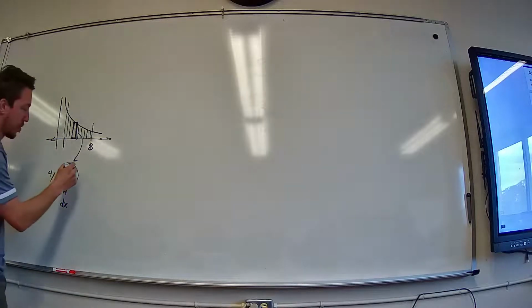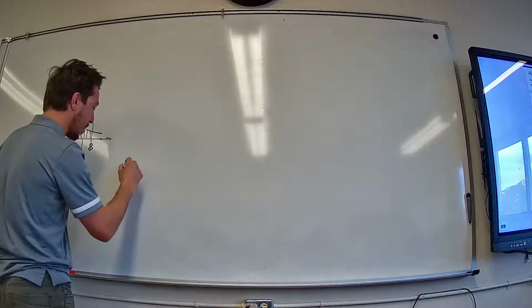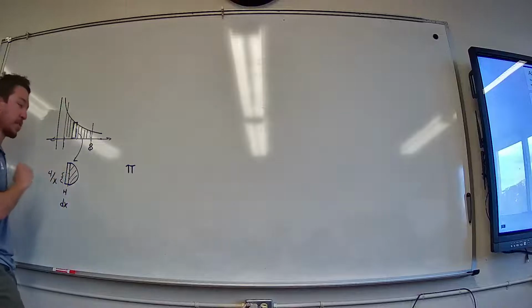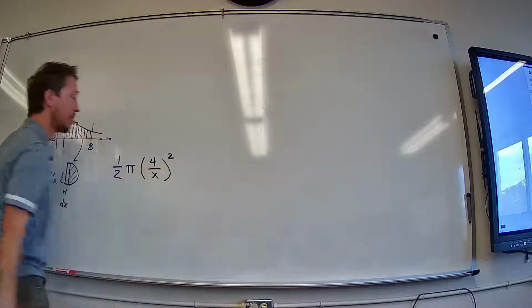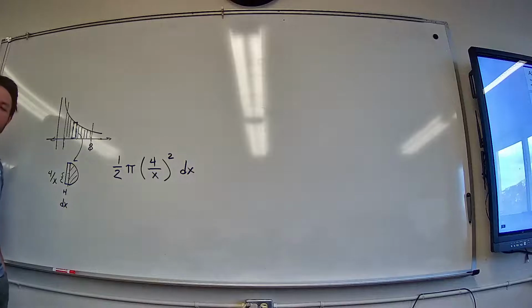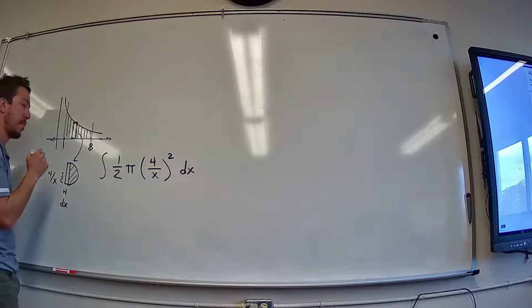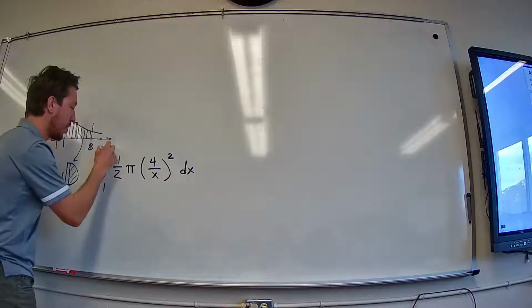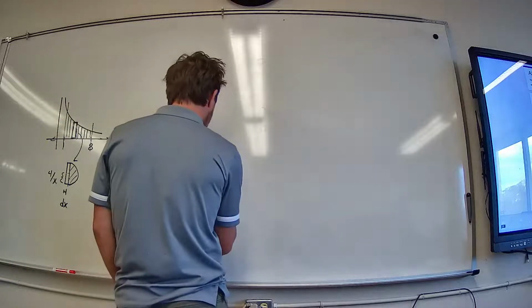dx. And then the volume of this slice is the area of half a circle, 1/2 pi r squared, times the thickness. That's the volume of a single disk, or single slice. And then we integrate from 1 to 8. Feel okay about that? Okay.